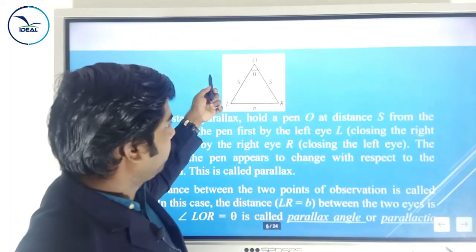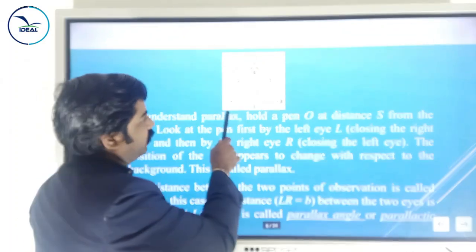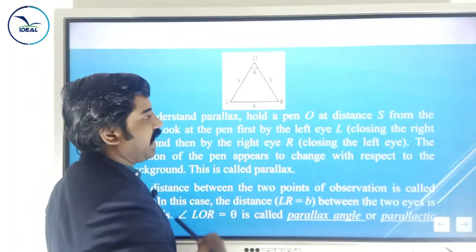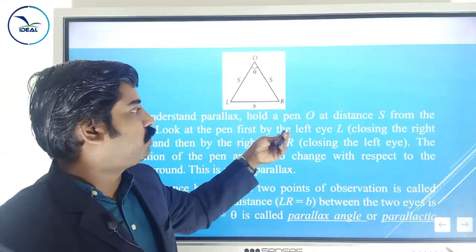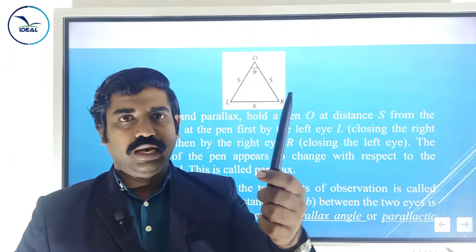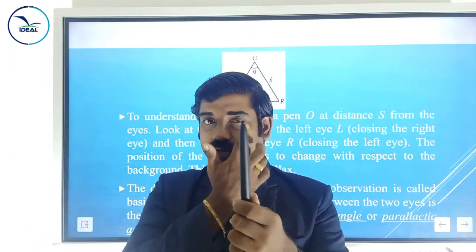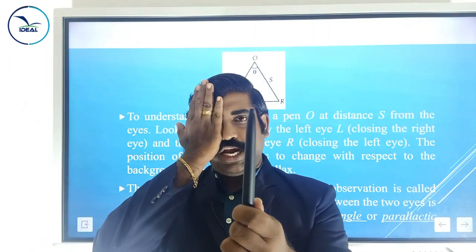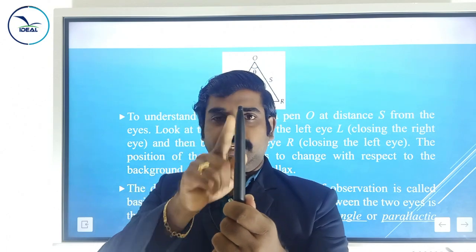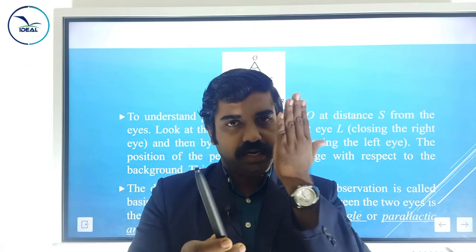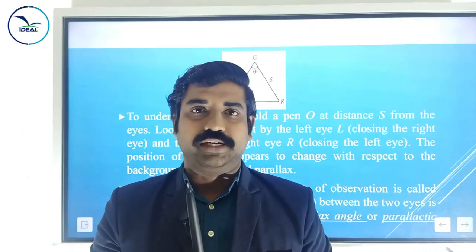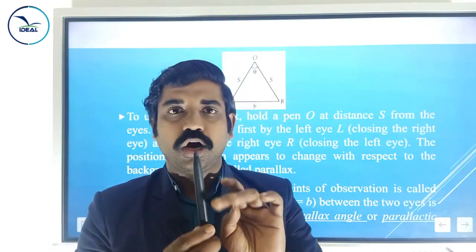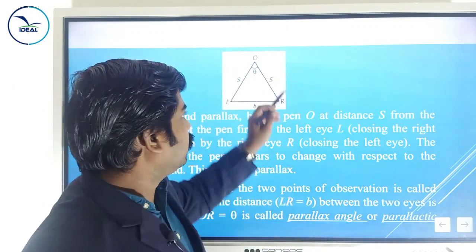So this is our left eye and this is our right eye. If I look at the pen first with my left eye, closing my right eye, I can see this object. Then again I close my left eye and look through my right eye, and I can see this object.